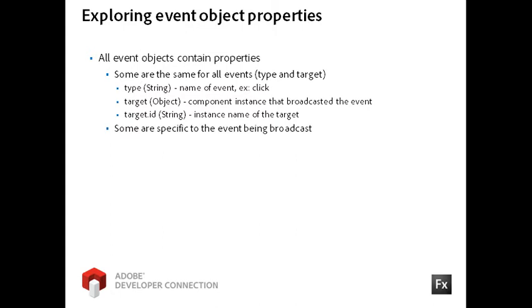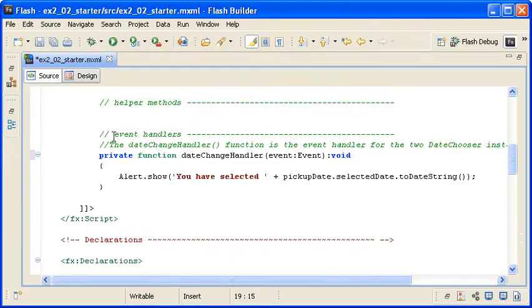Within the event object, some properties are specific to the event being broadcasted. In later videos, you will learn how to extend the event class to create your own properties to pass in the event object. I can use the Flash Builder debugging tools to view the event object.